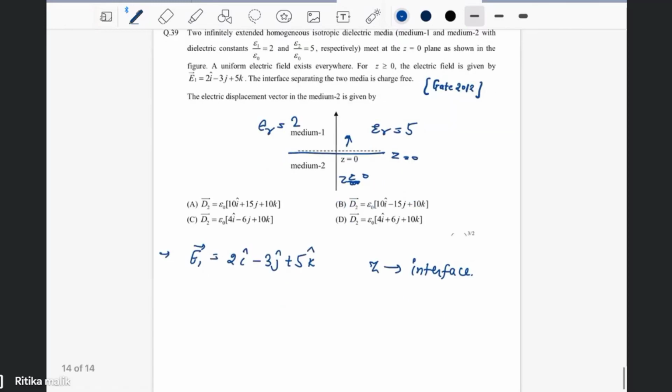So it is also given that there is no free charge. We are asked for the electric displacement vector in medium 2, so what is D2. We already know that we have to find it from E2: epsilon times E2 vector equals D2. So we have to know what our E2 is.